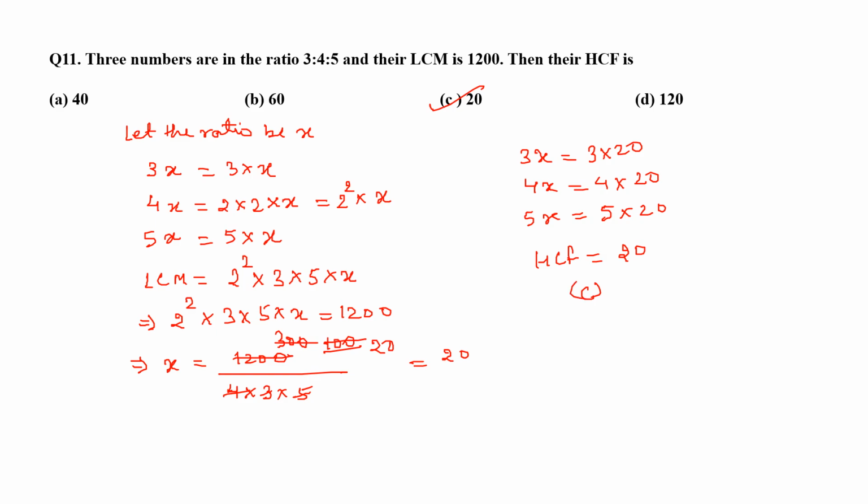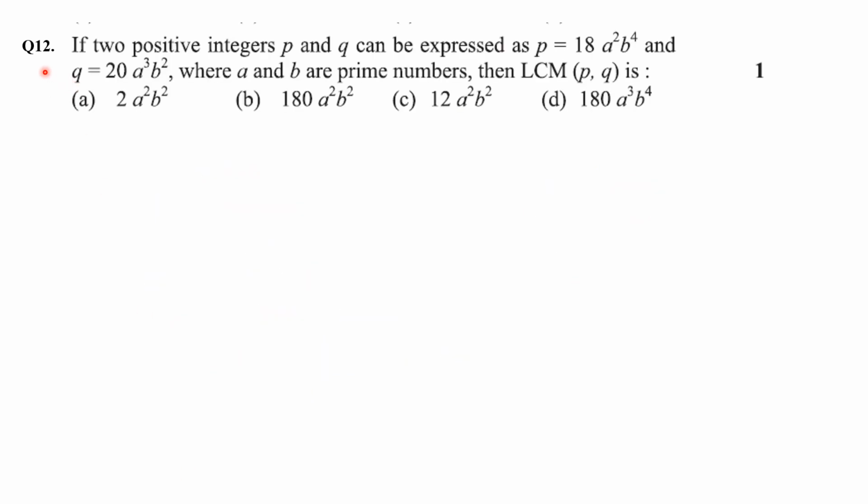Now moving to the next question. Question number 12. If two positive integers p and q can be expressed as p equal to 18a square b to the power 4 and q as 20a cube b square, where a and b are prime numbers, then the LCM of p and q is.